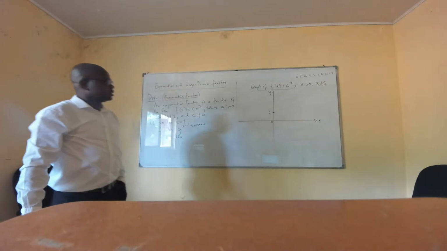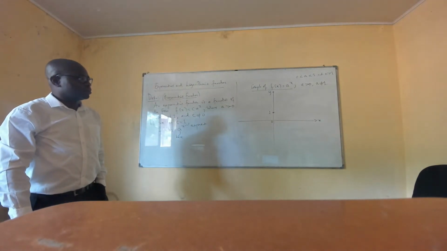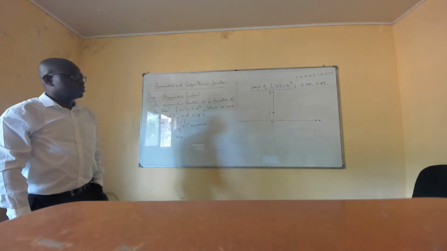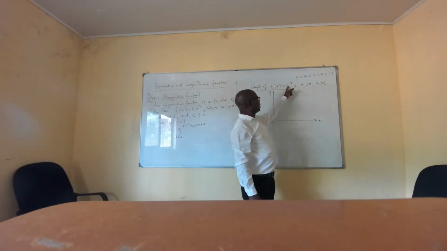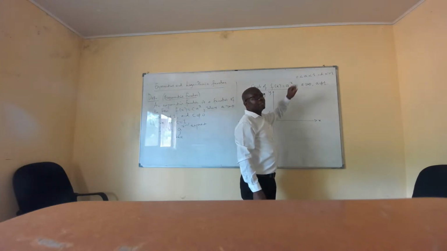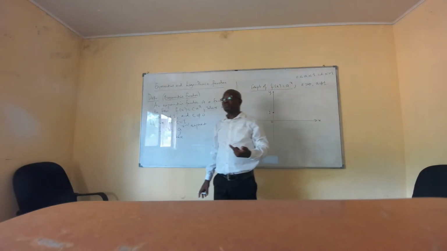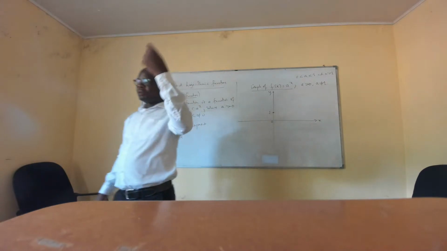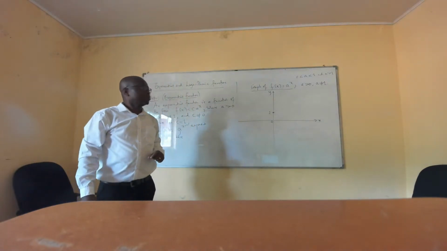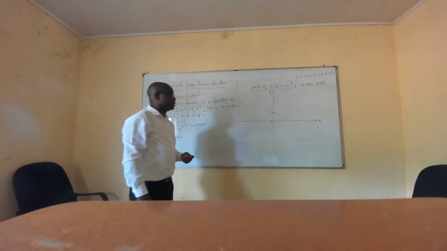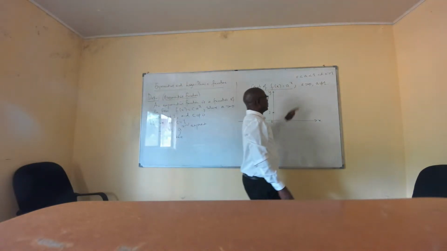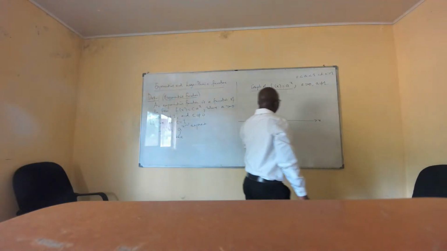We are restricting a to be greater than 0 because we want to avoid cases where a is negative and the power, maybe it is 1 over 2. A negative number to the power 1 over 2 will not yield a real number, right? So that's why we have restricted it this way.